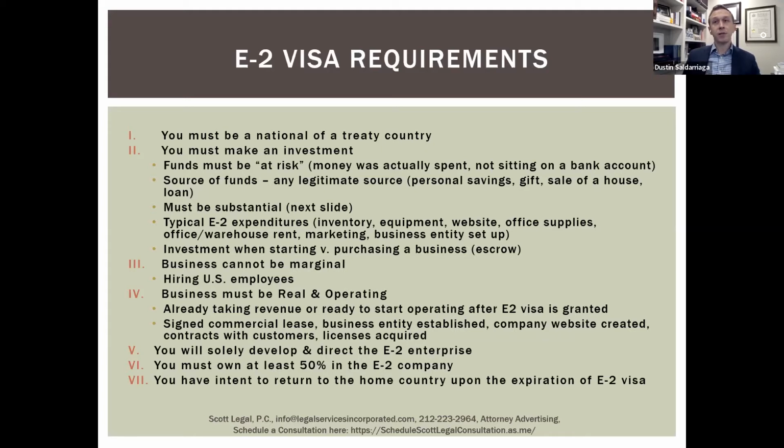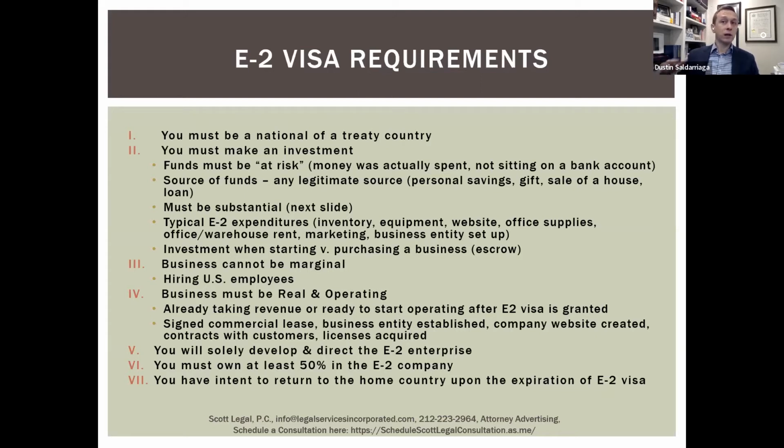What that means is that the business must be able to support more than just the E-2 investor and their family. The business needs to employ U.S. workers. And what we usually recommend is that the business employ between 3 and 4 full-time equivalent U.S. workers within 5 years of being operational. I like to say that this requirement really can make or break an application.